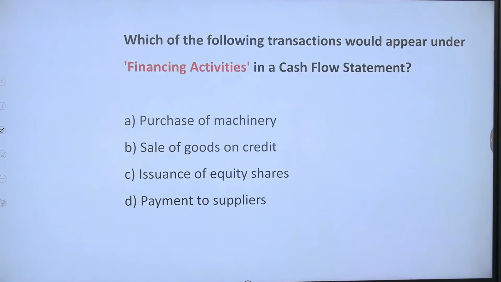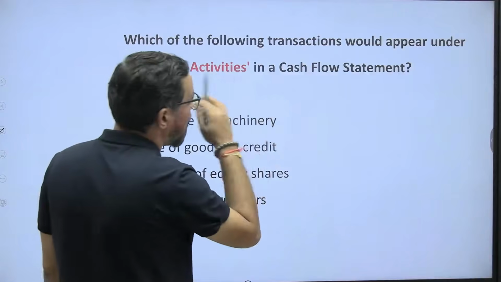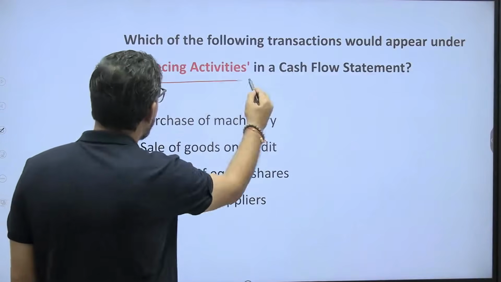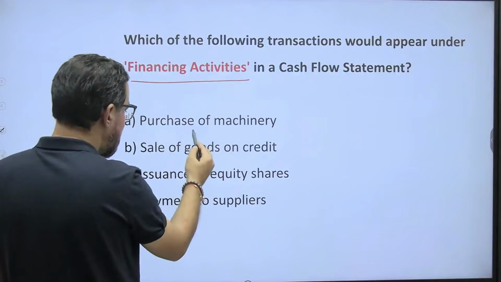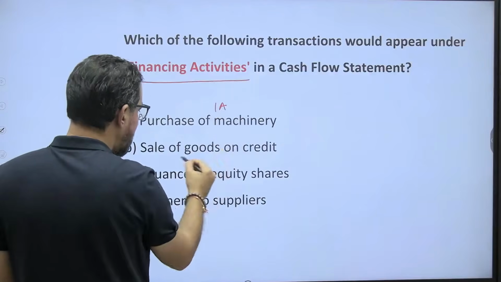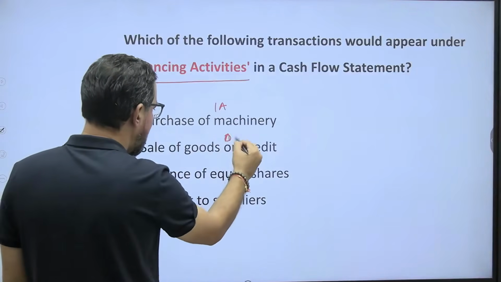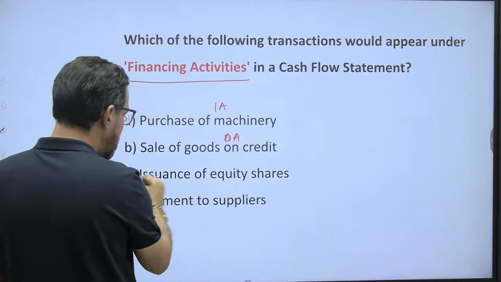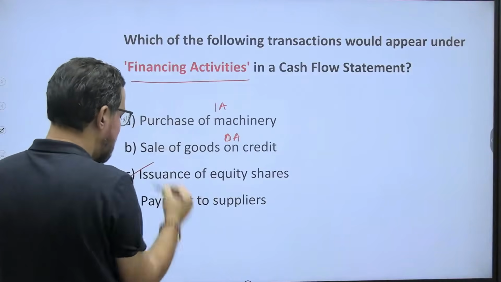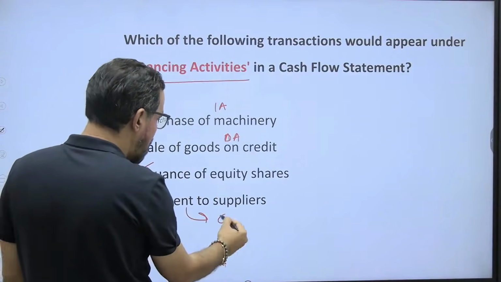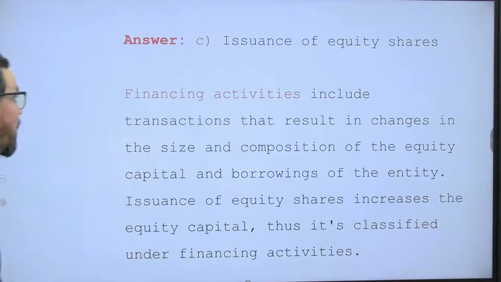Next one. Which of the following transactions would appear under the financing activity? Purchase of machinery, investing activity; sale of goods on credit, operating activity; issuance of equity shares, financing activity; payment to suppliers, operating activity. So C will be right answer for this one.